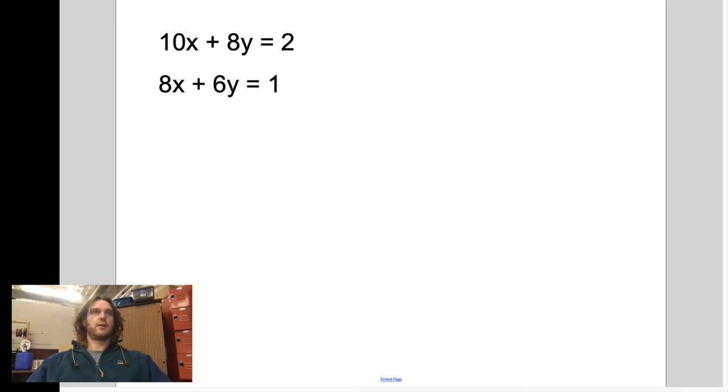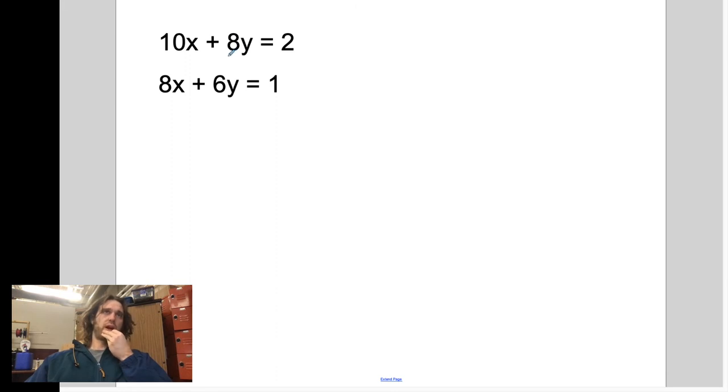Great. All right, and here's the last one that's new information. We will have a couple more for you to practice and try. All right, so let's take a look. Everything's in the correct order, so that's great. The issue is that I can't multiply 8 by anything to make it 10, and I can't multiply 6 by anything to make it 8, at least a whole number.